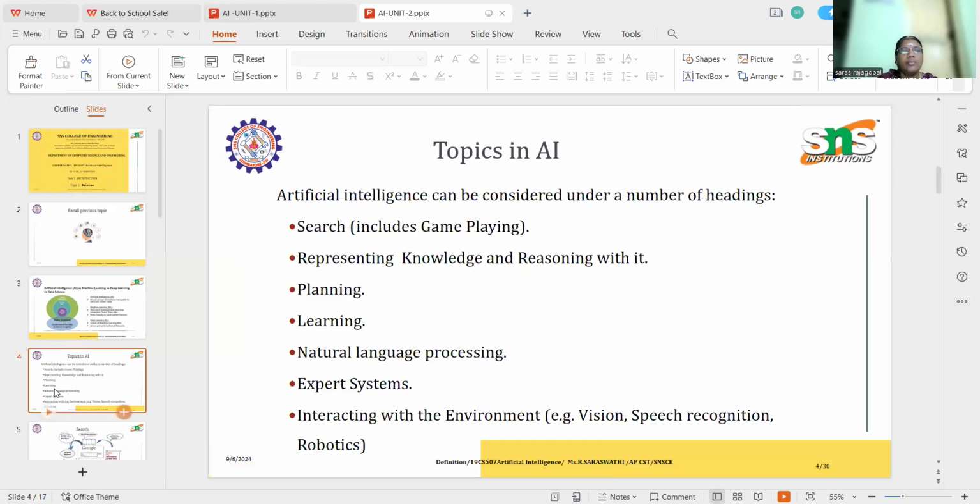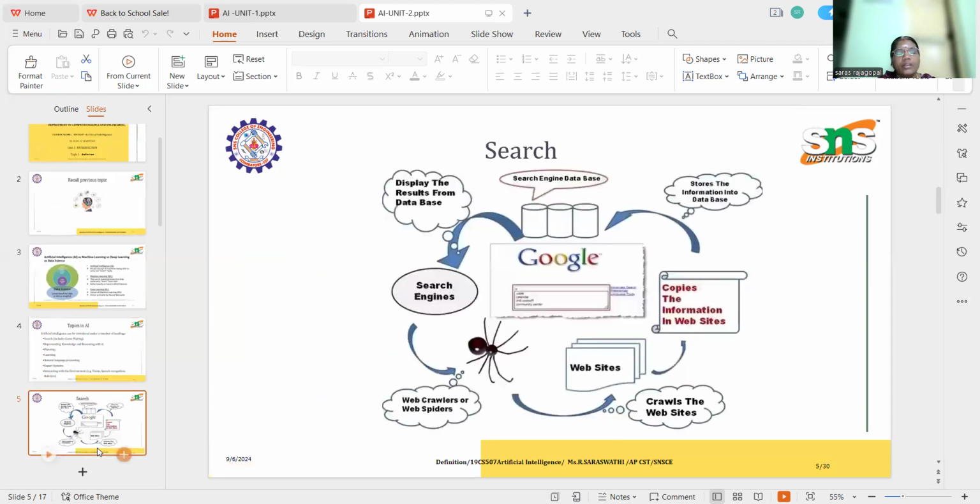There are different types of topics in AI. The first one is searching, which is used in game playing algorithms, then knowledge representation and reasoning, planning, learning, natural language processing, expert systems, and interacting with the environment by using vision, speech recognition, and robotics. These are examples of search methods in AI.